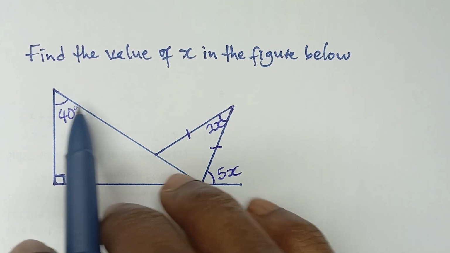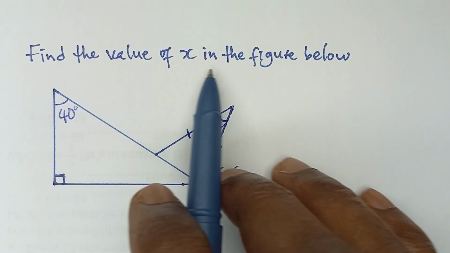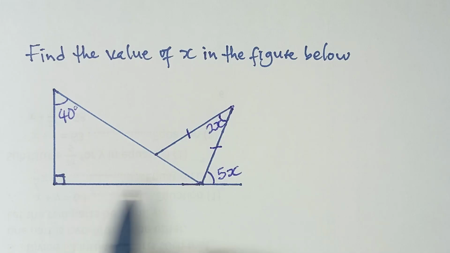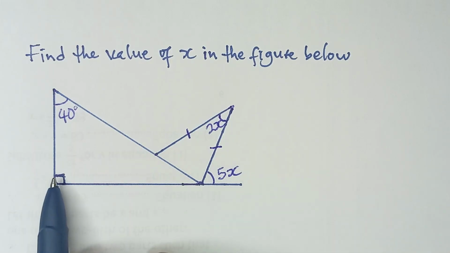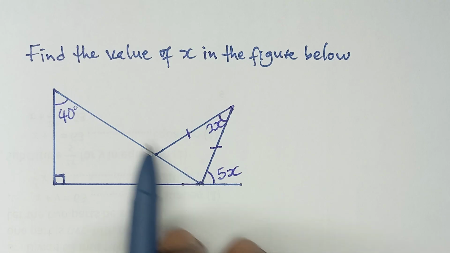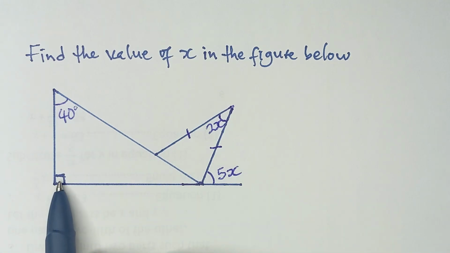Now the question here says, find the value of x in the diagram below. If you look at this diagram, you see that this is a right angle triangle, because of the box that we have here, which shows that this angle is 90 degrees. That's what this box signifies. So this is 90 degrees.